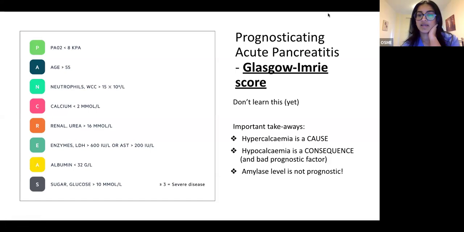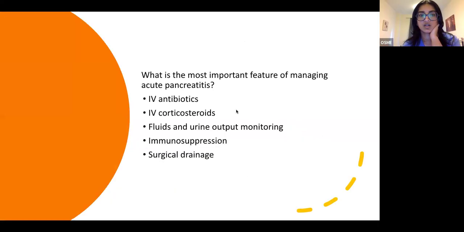But yeah, important takeaways are hypercalcemia is a cause of pancreatitis, but hypocalcemia is a consequence. And it's due to the digestion of the triglycerides and the sequestration of the calcium by the fatty acids. And amylase level is not always a prognostic marker. So yeah, it's not in the scoring system.